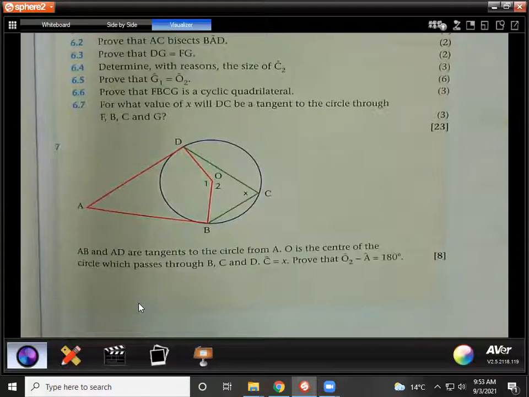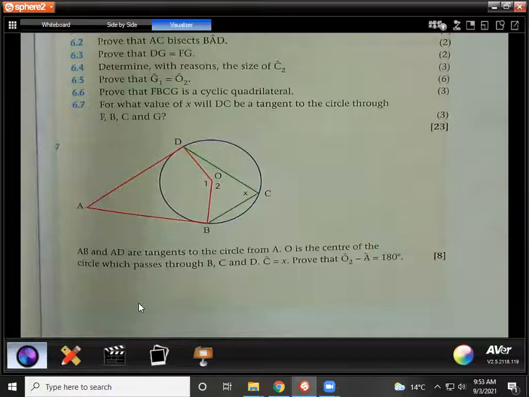What else? What else do you know? Yeah, this will be 2X. Radii equal, yes. So this is also a kite, okay? That side helps us. What are they asking us to do here? Prove that O2. Now we know what O2 is, right? So that's good. We have that part.